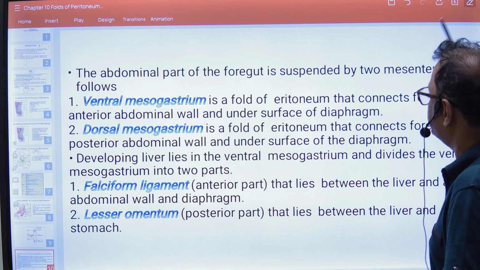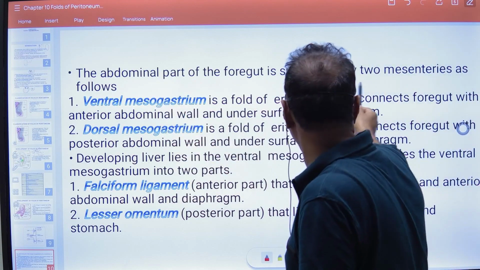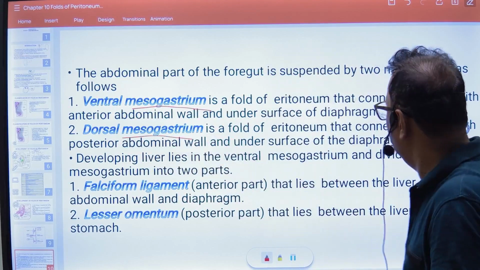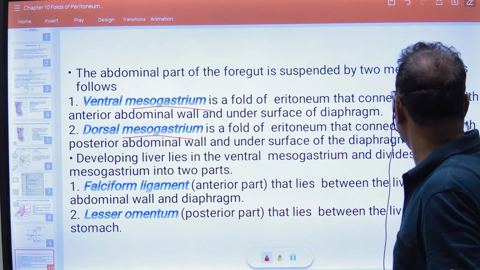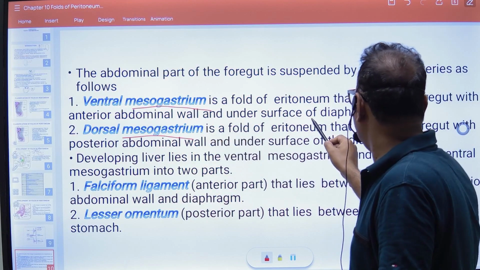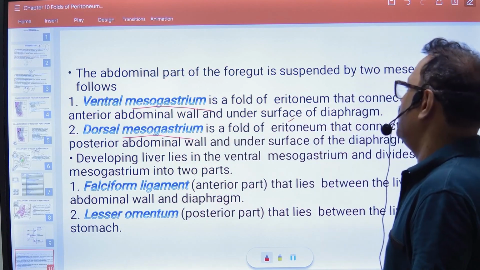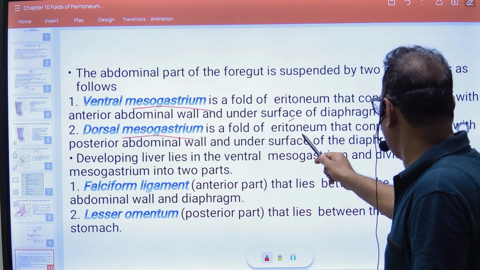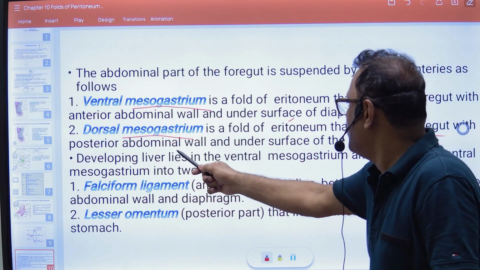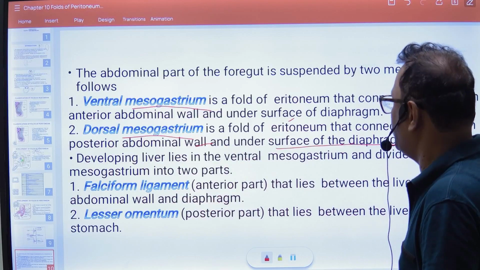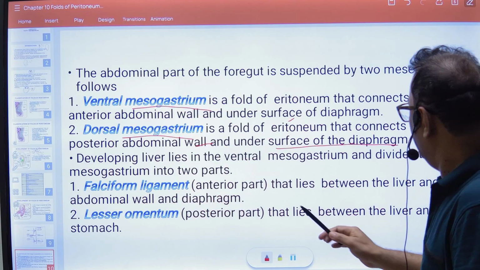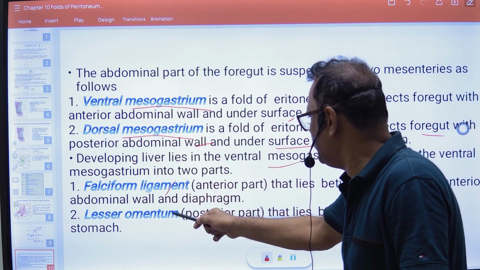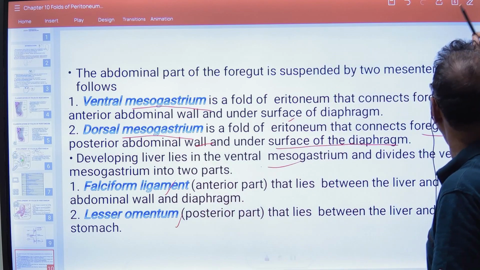So we have already discussed that. The foregut has two mesenteries, the ventral mesogastrium and the dorsal mesogastrium. The fold of peritoneum that connects the foregut with the anterior abdominal wall under the surface of the diaphragm is the ventral mesogastrium, and the fold of the peritoneum that connects the foregut with the posterior abdominal wall is known as the dorsal mesogastrium. The liver develops in the ventral mesogastrium and divides it into the falciform ligament and the lesser omentum. We have already discussed that.